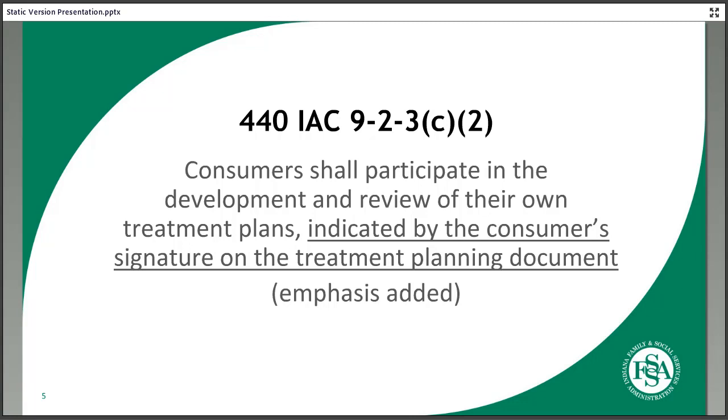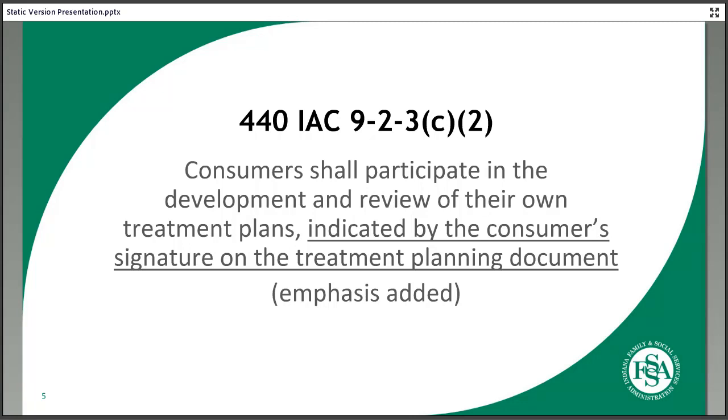So, we know we have to have this treatment plan. The consumers have to be participating in this development, and really that's indicated by the signature on the treatment plan. This plan is a collaborative process, and that's the underlying reason we have these signatures. It's to show that there was some collaboration between parties and that the consumer was involved.